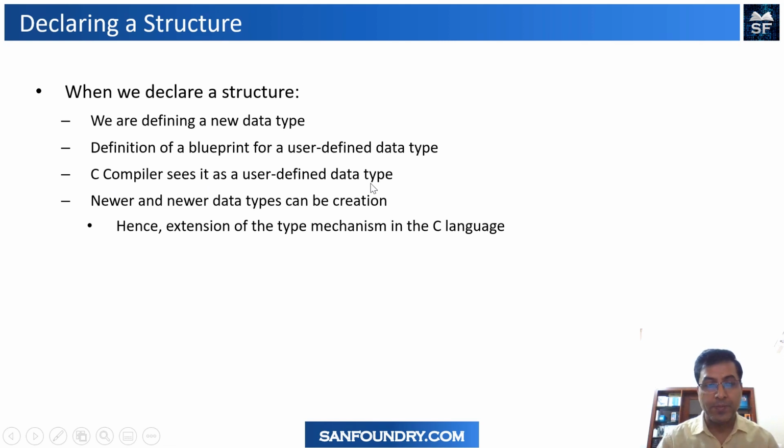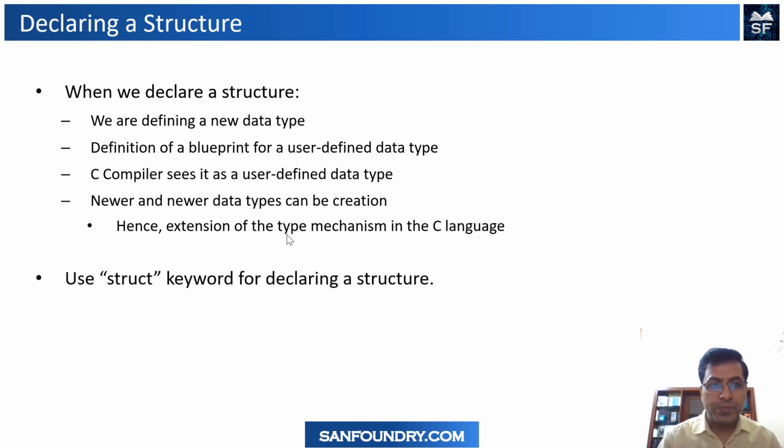So we can have lots of structures created depending on the programming assignment on hand. In a sense, it's basically a mechanism of adding new data types to the C programming language. So how do we generally define a structure? In programming, we always prefix a keyword called struct. So we use the struct keyword for declaring our structure. Once we declare a structure, we can define an object or a variable for it.